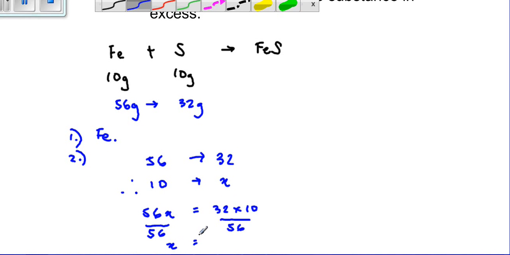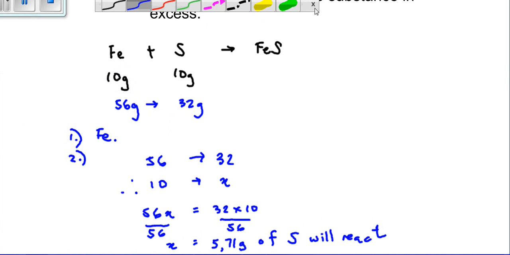And if you want to work out x, let's say 32 times 10 divided by 56, we see that we got 5,71 grams. The answer is 5,71 grams of sulfur will react. So we see that this makes sense because, according to the first case, the bigger one gets finished first, so 56 will react with 32, so 10 will react with 5,71.